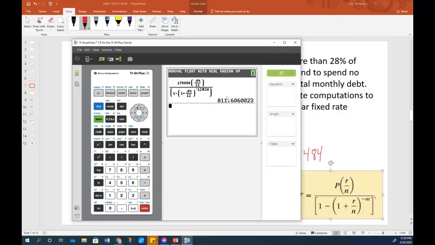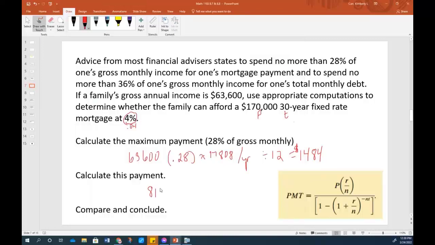So this payment would end up being $811.61.